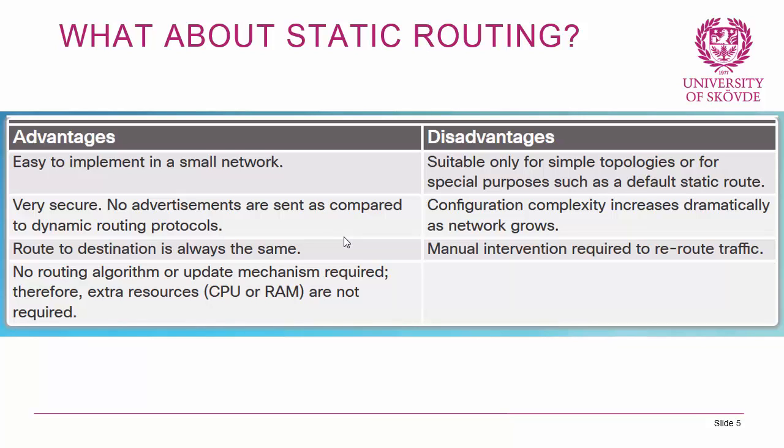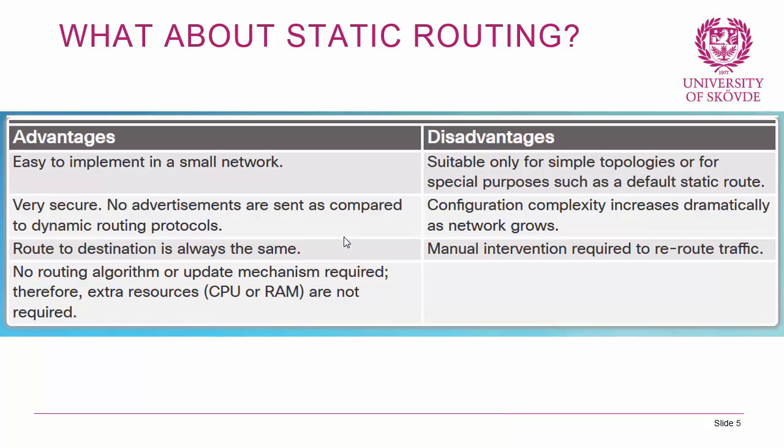However, it's very secure, because when you do dynamic routing, every router will send routing advertisements that are used to inform the neighboring routers about the networks that it knows about. And in theory, someone could capture those packets and use them to outline the network. That is not something that can be done with static routing, so it has a security advantage. Also, the route to the destination network always stays the same, which is both a good and a bad thing, I would say, because it gives predictability, but it also means the administrator has to reconfigure the network when something happens. Finally, there is no routing algorithm or update mechanism, so there are no extra CPU or RAM resources needed.